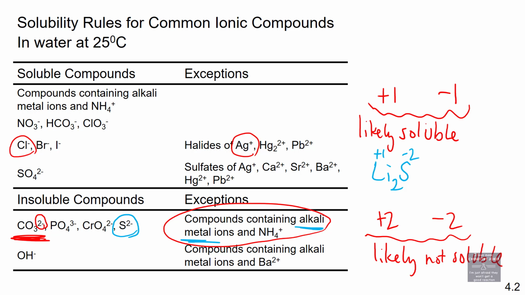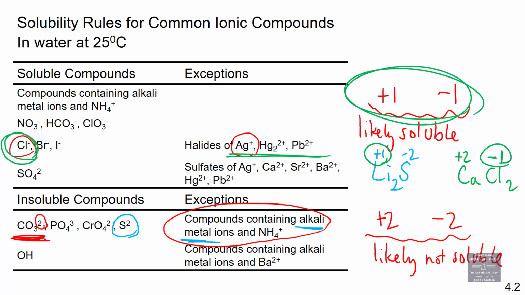If we reverse those roles and say, what if it's a -1, like a chloride, with a +2, like calcium? Well, chloride is soluble with almost all things, only it's not soluble with silver, mercury, and lead. Calcium is not one of those, so this one is also soluble. I got a -1 and a +2. Anytime you have a +1 or -1, whether they're both +1 and -1, or whether they're partnered up with a +2, -2, +3, -3, whatever, it's probably a soluble compound. But when both charges are greater than +1, it's probably not a soluble compound.